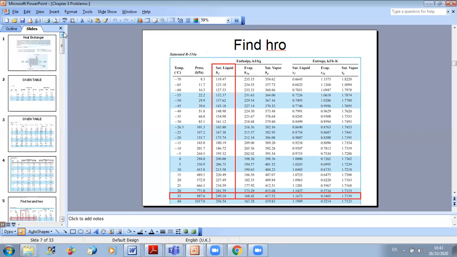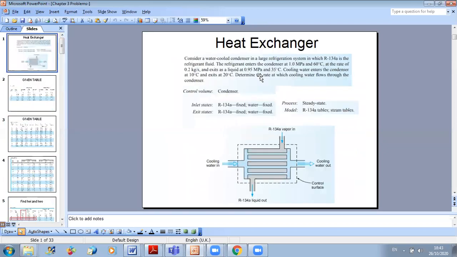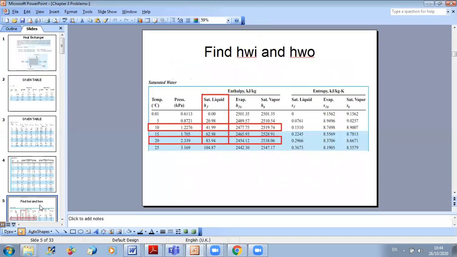Now we still have to find the properties of water, because I told you that you have liquid water at 10 degrees and 20 degrees temperature. For water as a liquid, you can go to the table of saturated water, and for 10 and 20 degrees, you will find the values of HF, which are nearly 42 and 83.94. What I want to tell you is that for water in general, they provide compressed liquid tables.